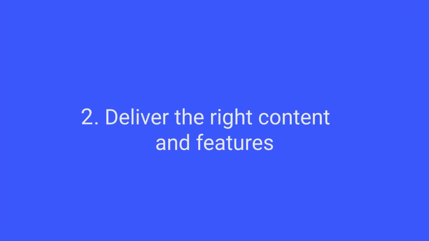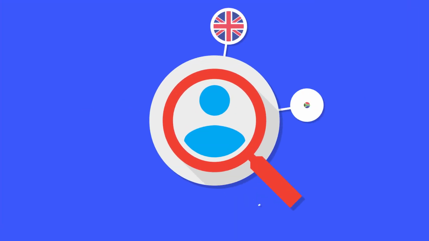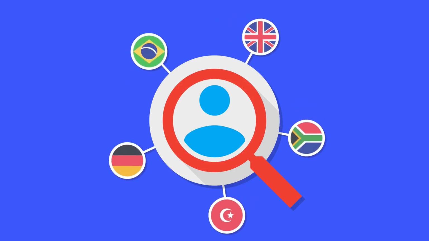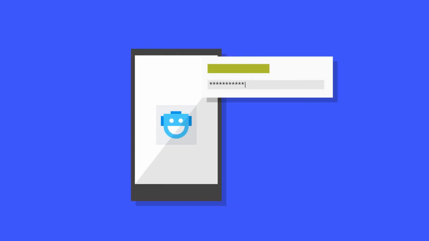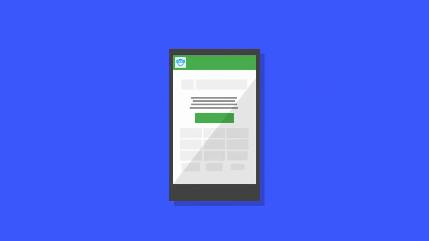Deliver the right content and features. Research new markets thoroughly and build features on local trends and preferences. For instance, think mobile first. Don't rely on familiarity with email and web passwords. Offer phone number-based registration. Multi-SIM phones are also popular, which you can detect since Android 5.1 in order to, for example, adapt your app's data usage by SIM.